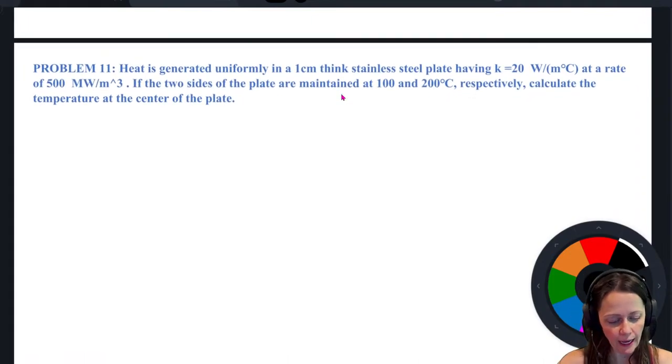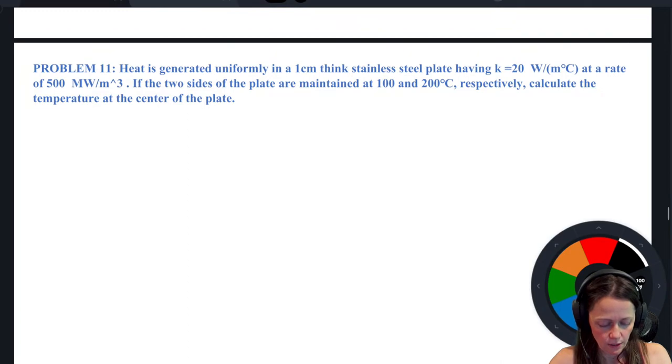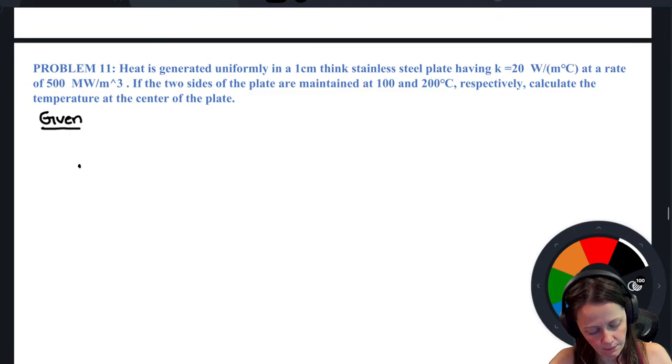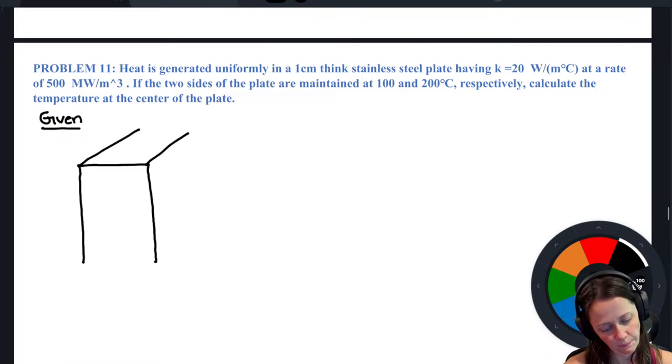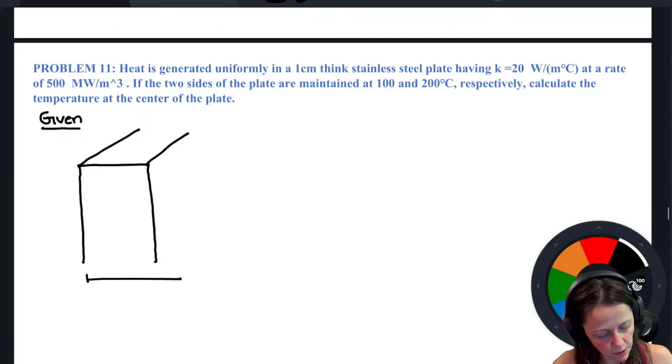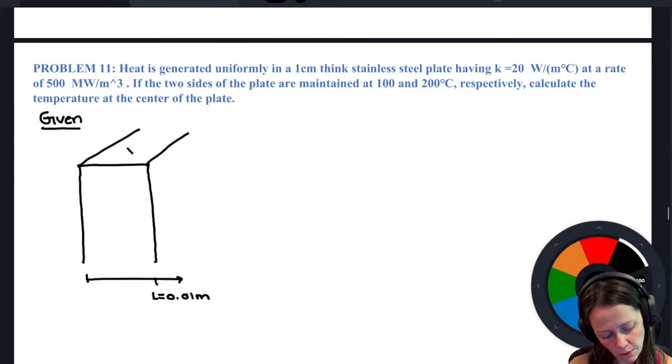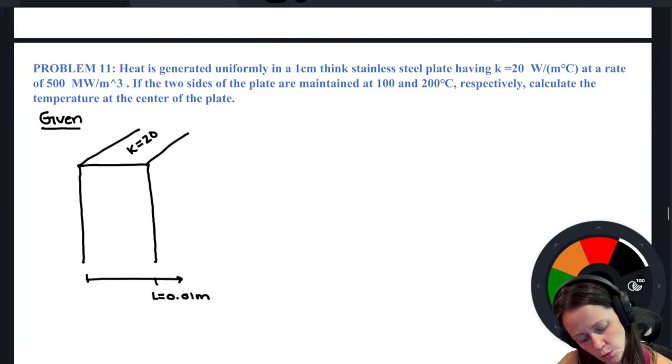All right. So we have a 1 centimeter thick stainless steel plate. So we have our thermal conductivity given to us, and then we have a Q dot that's given to us as well. So let's go ahead and draw our picture here. Perfect. All right. So it's 1 centimeter thick. Great. Here's L, 0.01 meters. We have a k value. Perfect. So k is 20 watts per meter Kelvin.